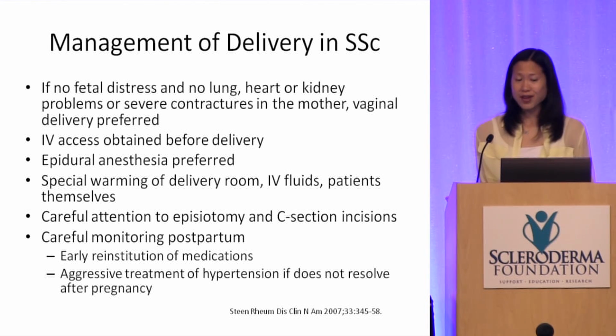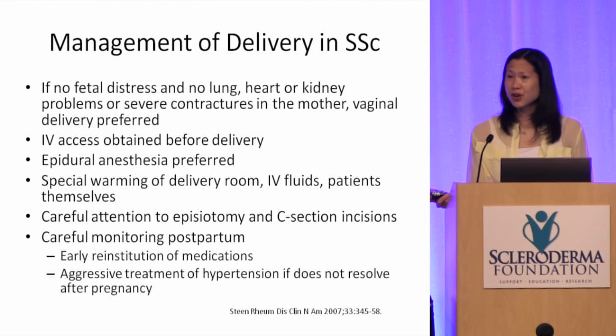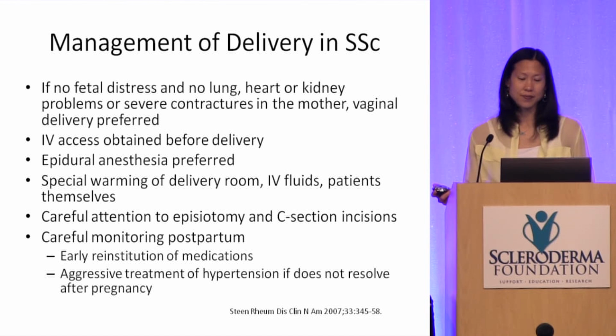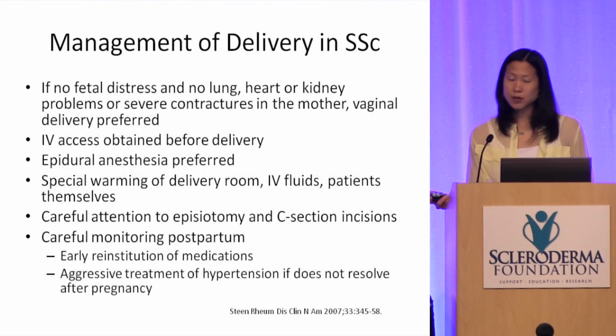You want to make sure that you have IV access before delivery in case any problems occur. Sometimes this is hard in patients with very tight skin over the areas of their blood vessels. Epidural anesthesia is preferred. And you want to make sure, just like we have all these blankets in our rooms here during the conferences, that there are lots of blankets and warm IV fluids to give to the patient after delivery. In addition, because sometimes scleroderma patients have difficulty with wound healing, you want to give careful attention to any episiotomy that's necessary or C-section incisions.